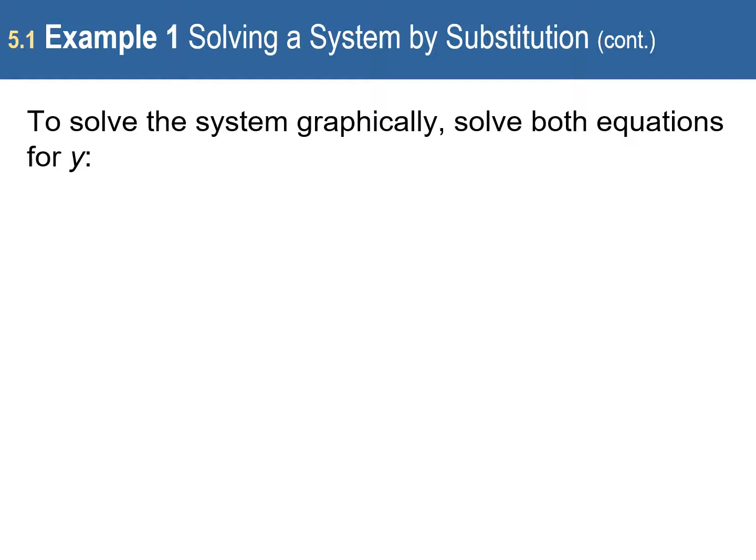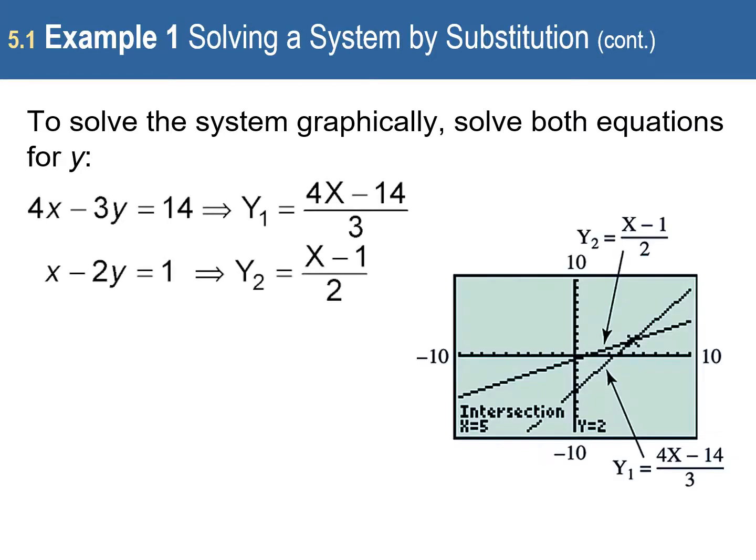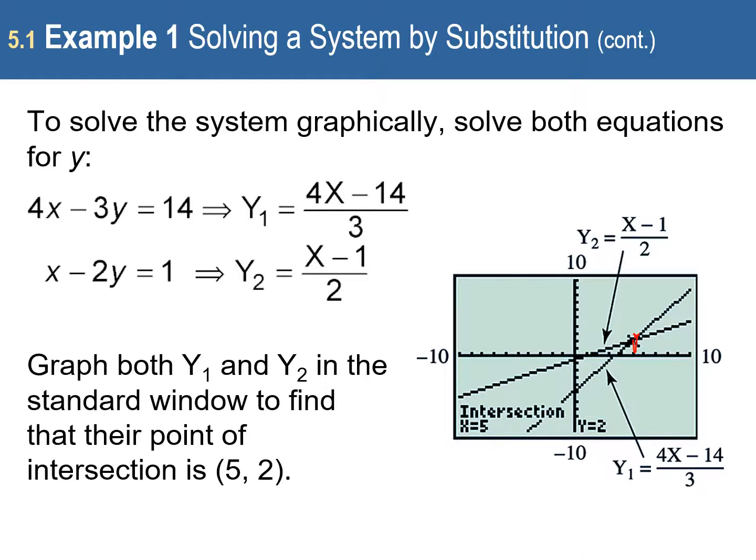To solve the system graphically, you solve both equations for y, and then you graph them, and you can read off the intersection point. And you see that this occurs at the point (5, 2).